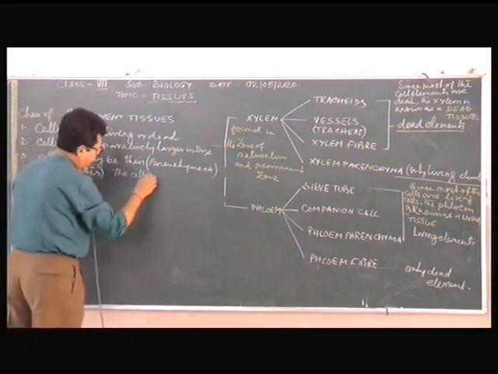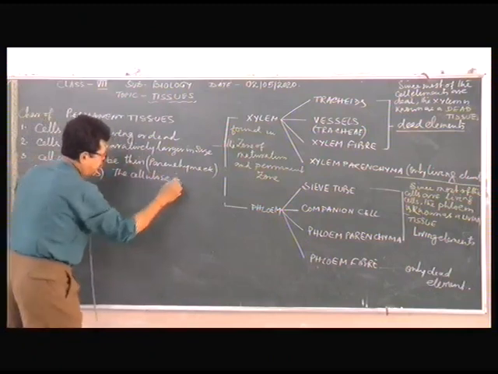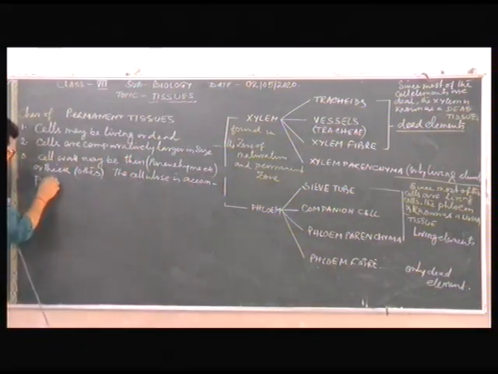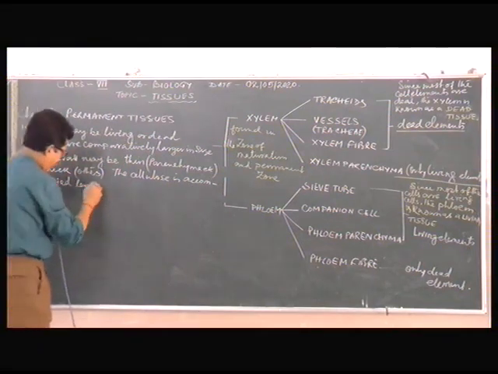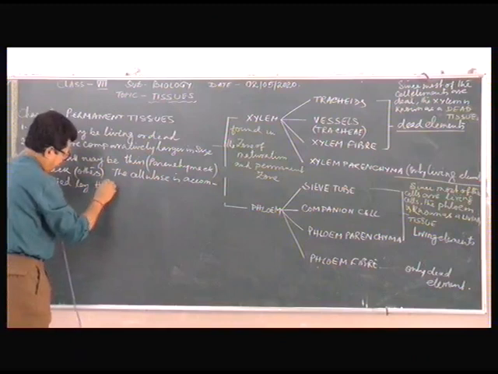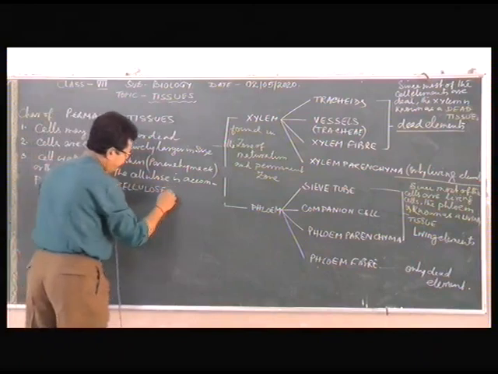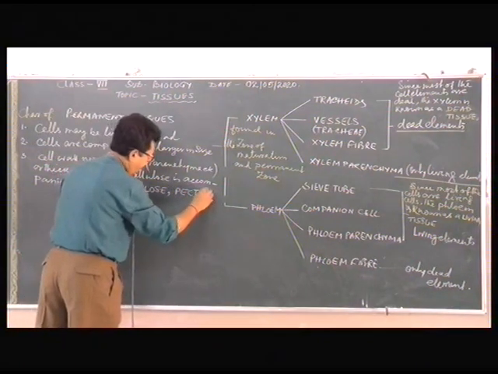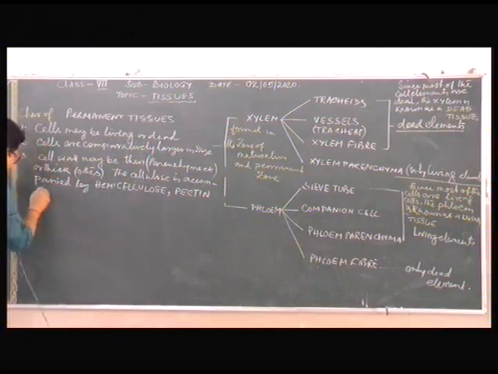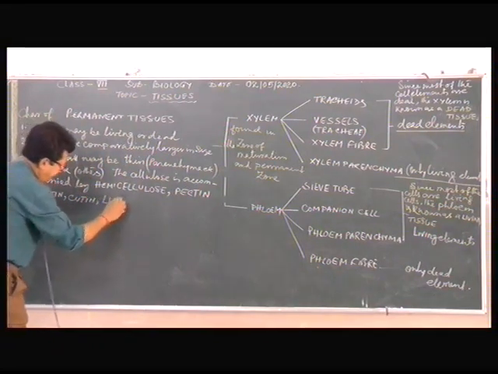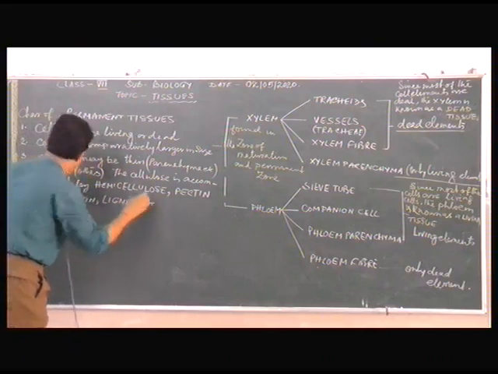The cellulose is accompanied by hemicellulose, pectin, chitin, cutin, lignin, etc.